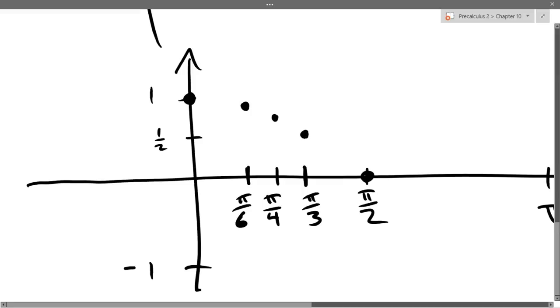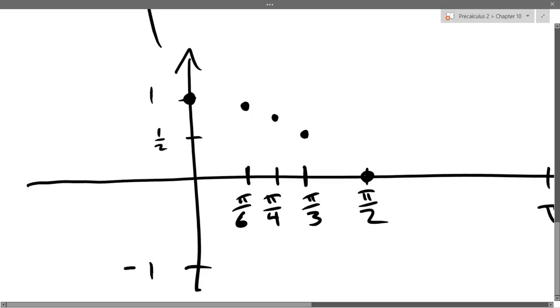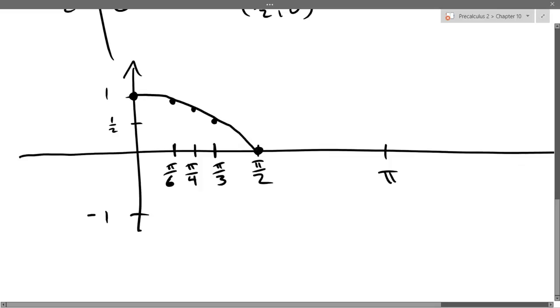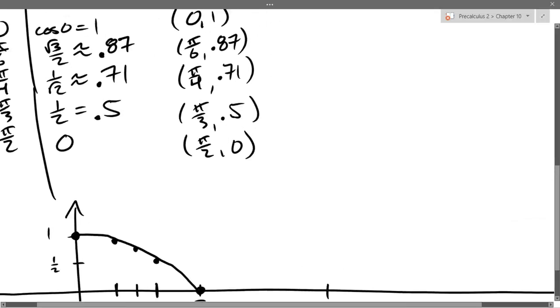Let me boost that up a tiny bit. Now, connect the 5 points together with a smooth curve. So make the curve as smooth as you can. Connect them together. So it's just going to be slowly going down to pi over 2. So the curve should look about like that. So questions on plotting those 5 points. So we got cosine is our function.